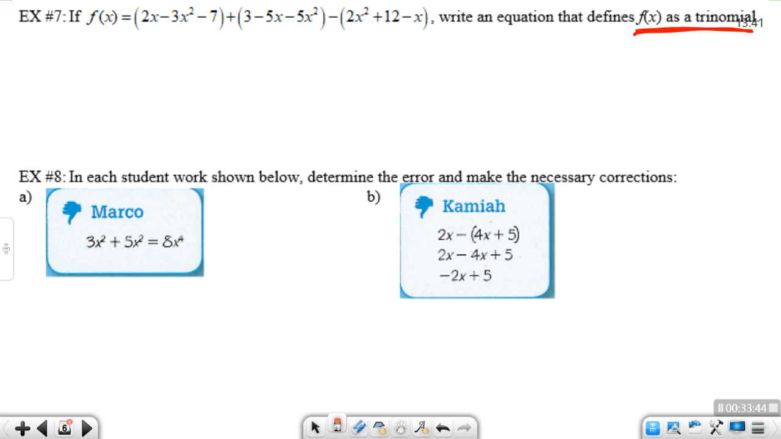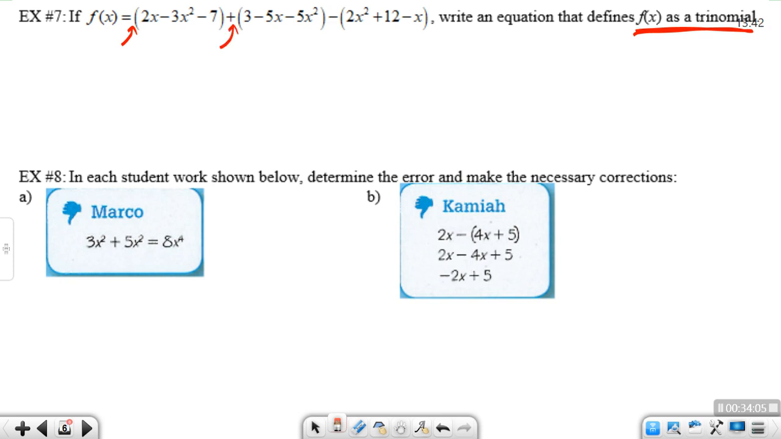So we have not only addition of polynomials, we also have subtraction of polynomials. So the first thing I'm going to do is I'm going to check the front of each of my parentheses to see if there's anything I need to distribute. So there's nothing in front of the first.